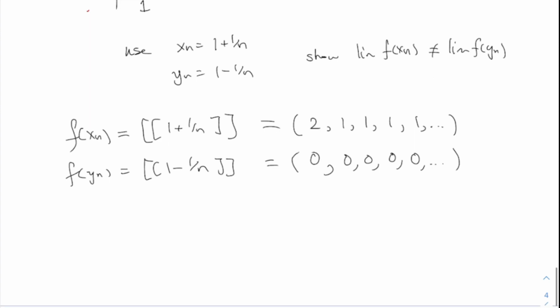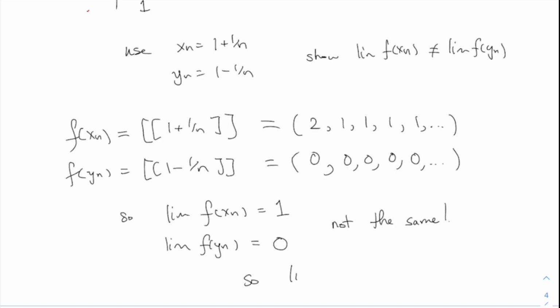All right. Anyway, I hope you agree. Lim of f of xn is 1. Lim of f of yn is 0. And these are not the same, which means the function does not have a limit. All right? Not the same. So the limit as x goes to 1 of the greatest integer of x does not exist. You've got to think up some clever sequences.